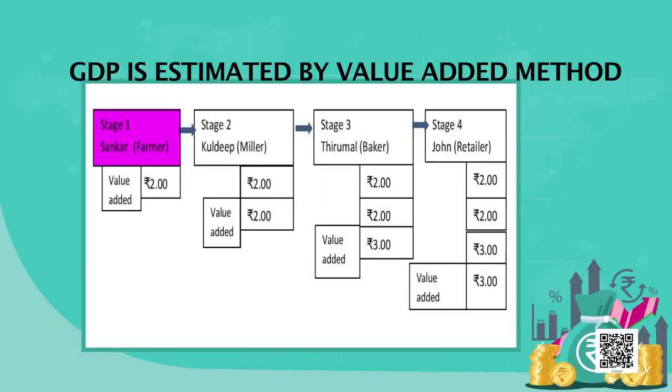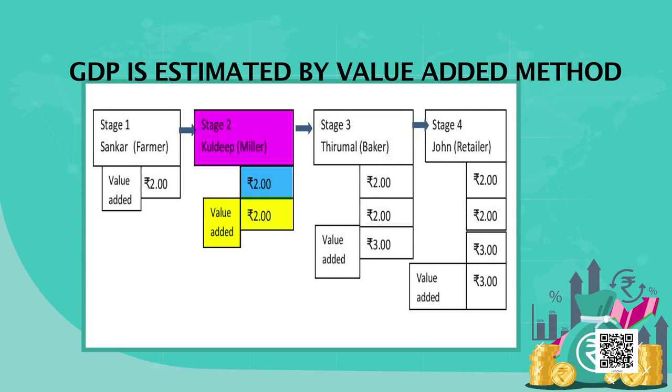Then it goes to the miller. I am giving an example of a Shankar. Shankar is a farmer, so he adds the value of wheat and sells it for 2 rupees. Then it goes to the hand of a miller, Kuldeep. Kuldeep is a miller in Punjab. He converts it into wheat flour. He bought this for 2 rupees, put in all other raw materials and his effort, made some profit, and then sells it for 4 rupees. But how much value is added?